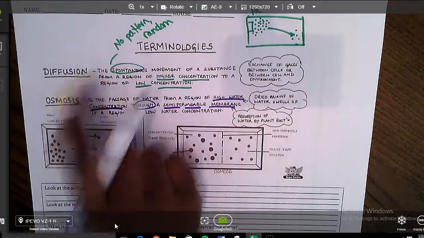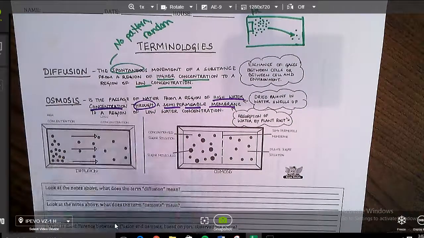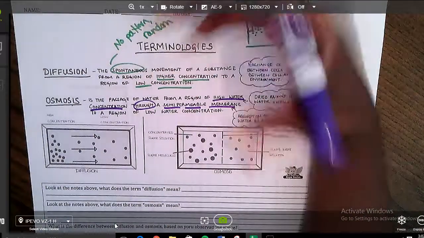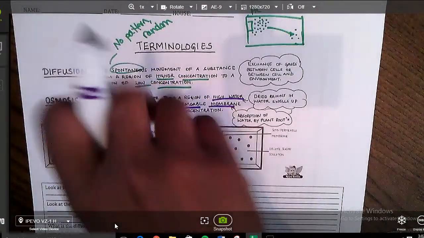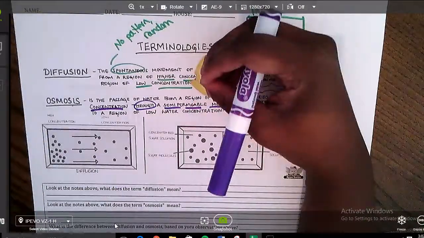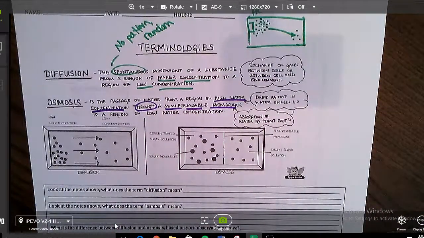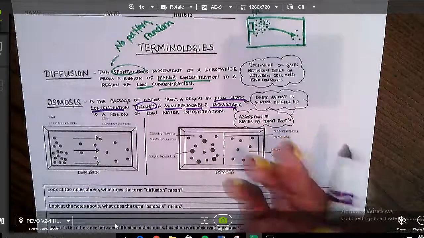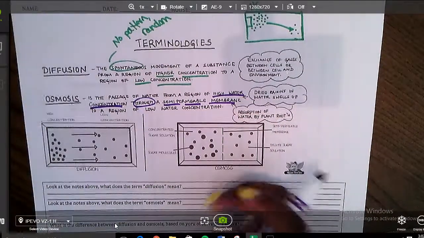But osmosis is slightly different. Osmosis would be if I have a container of salt water and I drop a cell into this salt water. Water is going to move from an area where there is a high concentration of salt to a low concentration of salt. We're going to see how this works in just a minute.